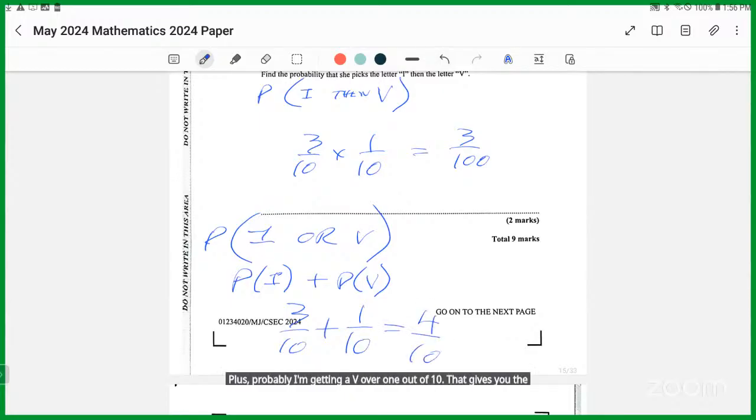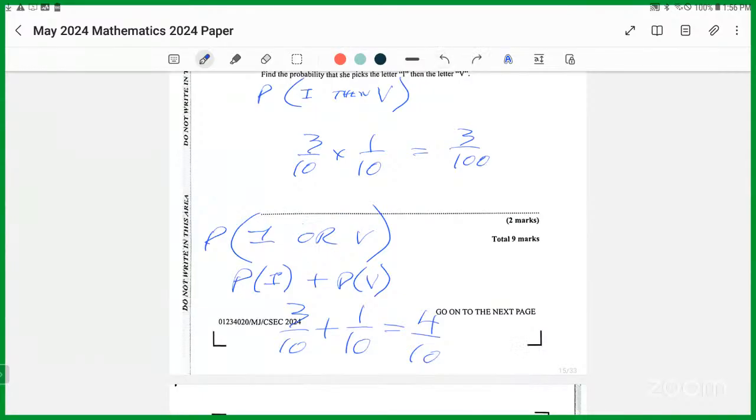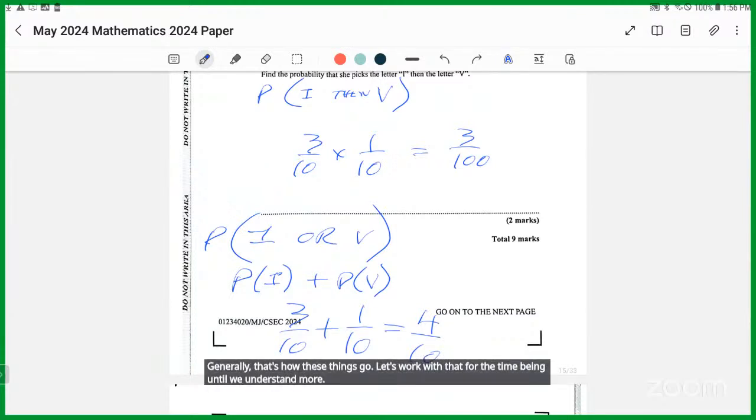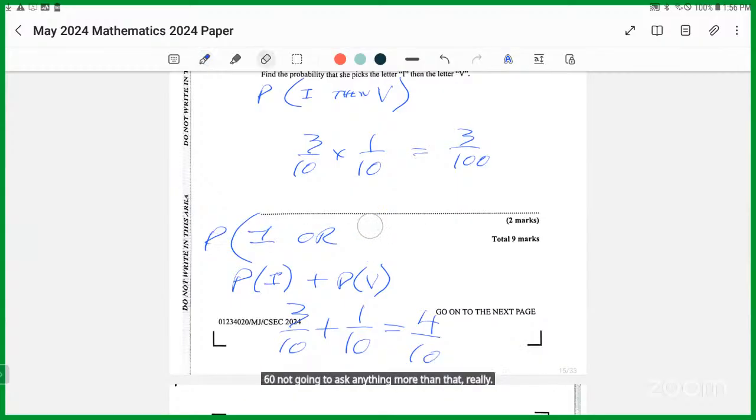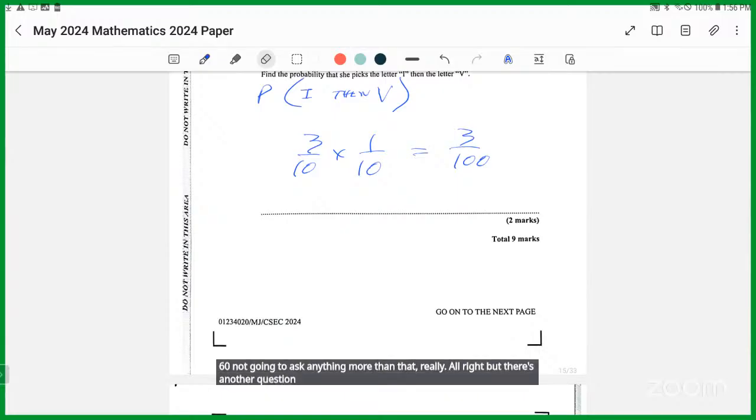That's what I say: for or, you're adding, you're combining what you want to get. So with or you add, and with and you multiply. Generally, that's how these things go. Just work with that for the time being until we understand more. You're not going to be asked anything more than that, really. But there's another question on the next paper we're doing today. I want to talk about that one a little bit more. We'll get to that. All right, let's move on.